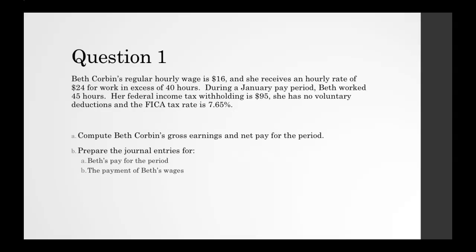During a January pay period, Beth worked 45 hours. Her federal income tax withholding is $95. She has no voluntary deductions, and the FICA tax rate is 7.65%. The first thing that we need to do is compute Beth Corbin's gross earnings and net pay for the period. Once we have those amounts, then we can prepare the journal entries for Beth's pay for the period and the payment of Beth's wages.